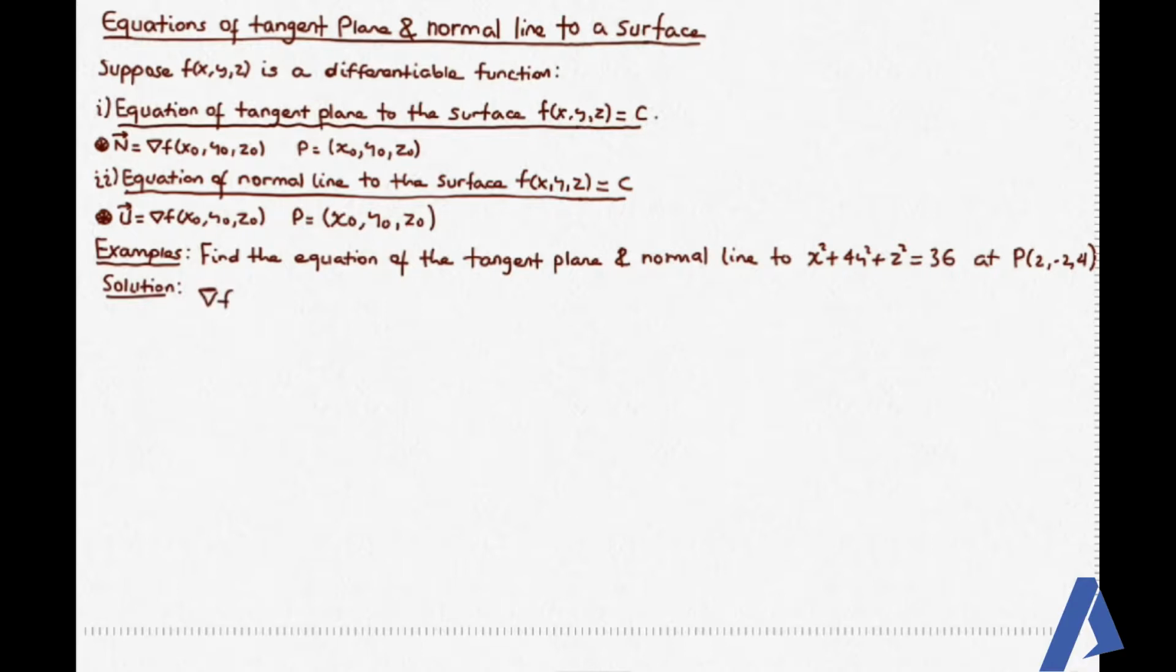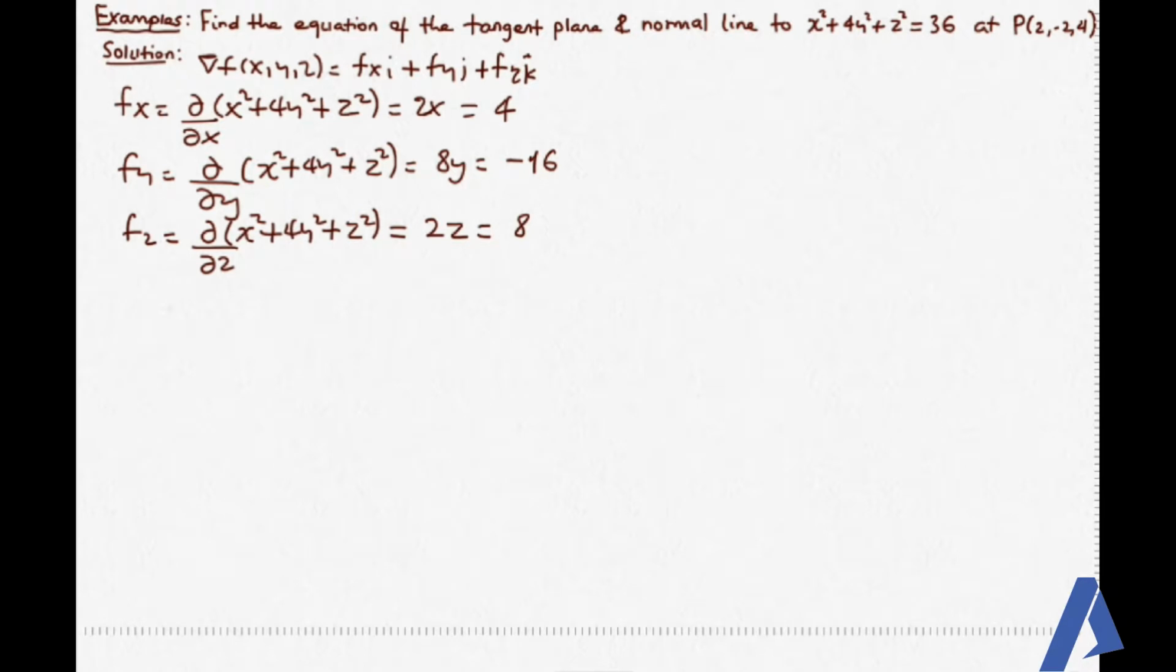The gradient of f of x, y, z is equal to fx in the i, fy in the j, and fz in the k in the given point. ስለዚህ እነዚህን ኢቫሉዌት ስናደርጋቸው ግሬዲየንታችን ይሄ ይመጣል ማለት ነው። It is equal to 4 in the i minus 16 in the j plus 8 in the k.